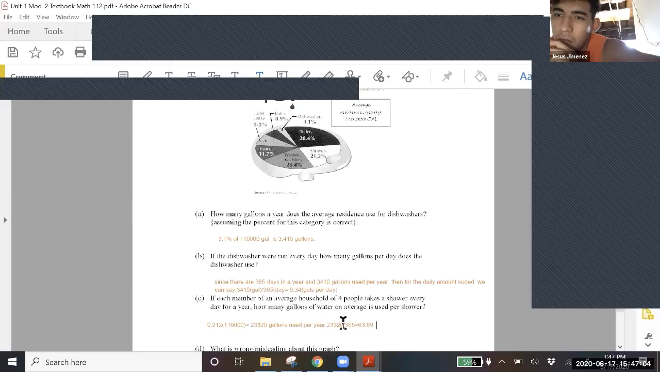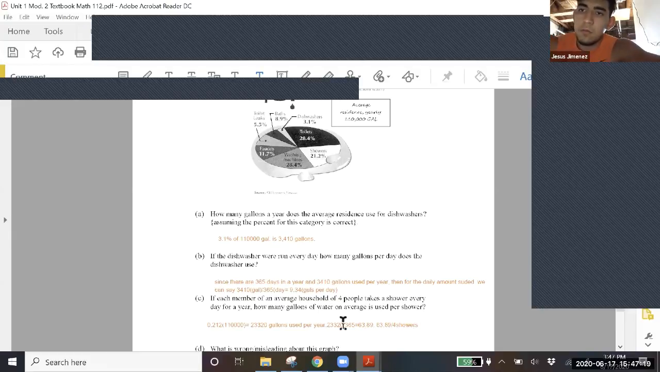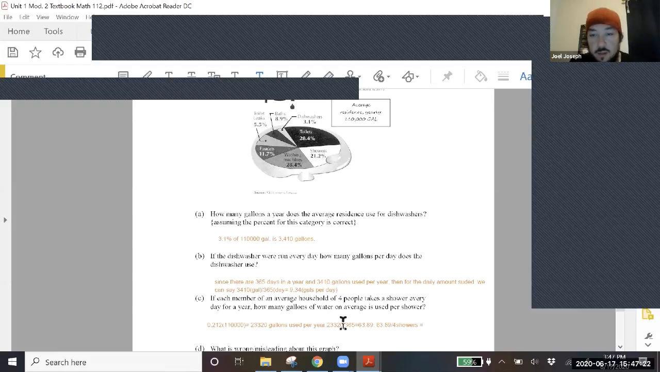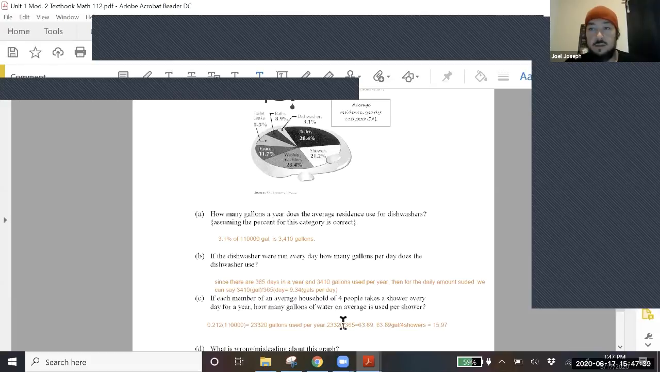Can we divide it by 4? Yes. So 63.89. There are 4 family members together. They're using 63 gallons in a day. But since there were 4 showers, we divided by 4 people taking a shower. I'm being sloppy with my units because I didn't put in my numerators, but I'm just trying to summarize it, right? Gallons. And what do you guys get? 1597. Okay. Makes sense. Every time one of these family members showers, it's about 16 gallons of water.